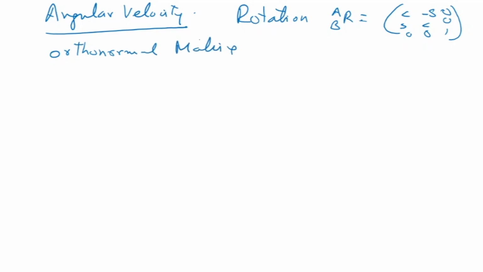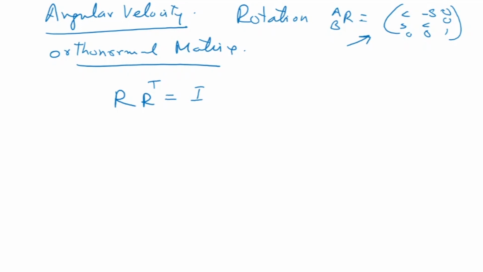We know that the rotation matrix is an orthonormal matrix. So if I write R as given here, R into R transpose is equal to the identity matrix I. We know that for orthonormal matrices, R into R transpose, or R transpose R, is equal to I.